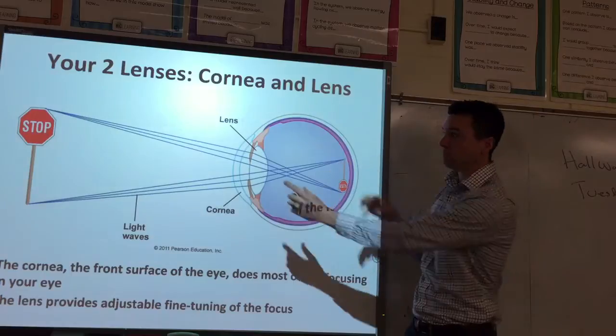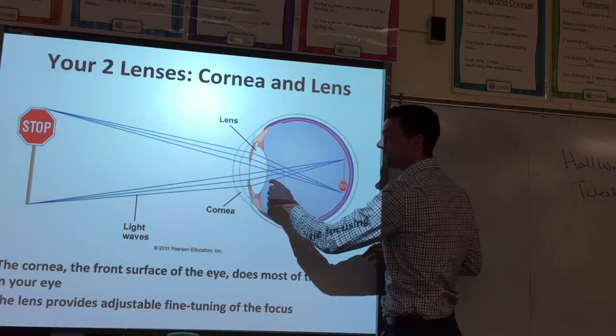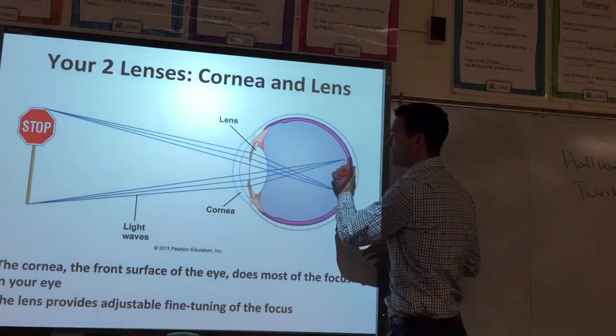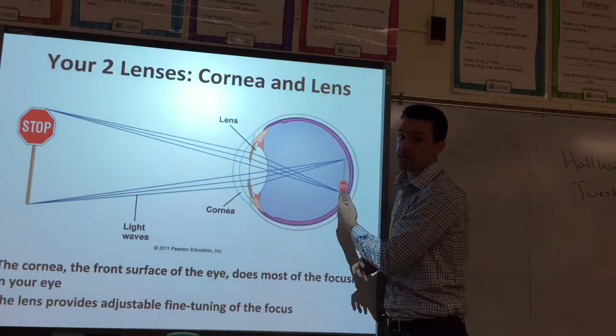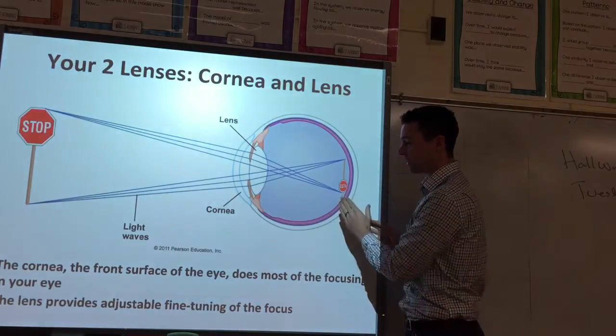All right, so like I said, objects come in, the cornea takes it and starts to bend the light, the lens does the fine-tuning, and then ultimately it hits the back of the eyeball. It's actually upside down, which is a whole different ball game. Your brain kind of flips it, but we're not going to worry so much about that.